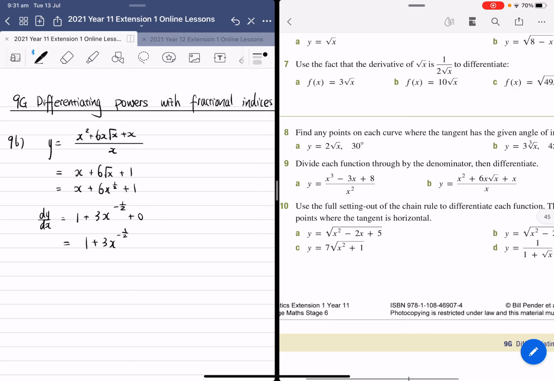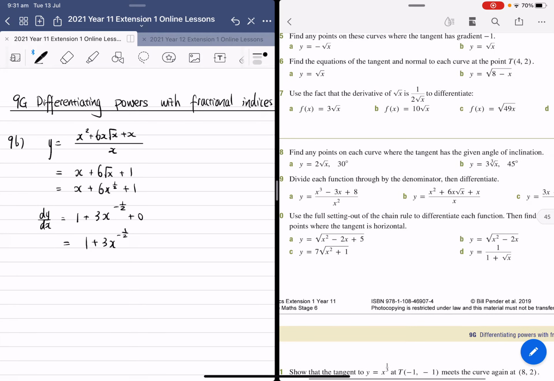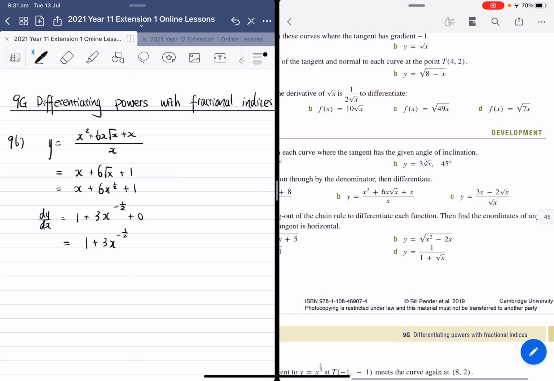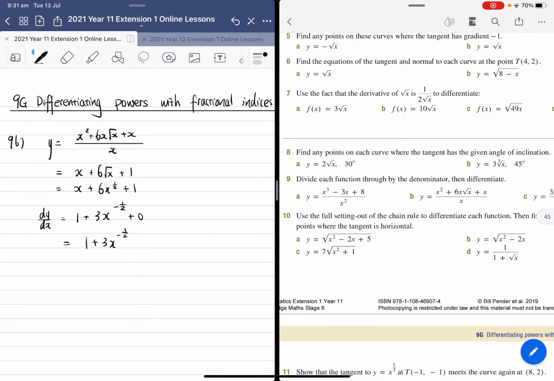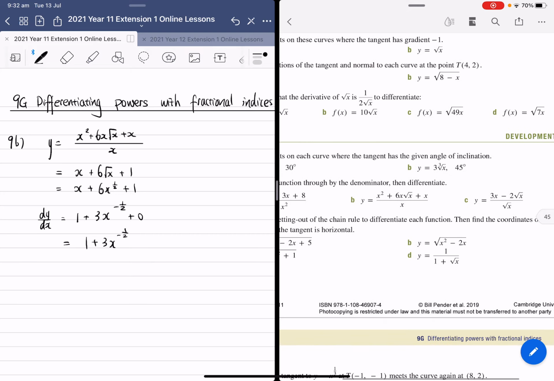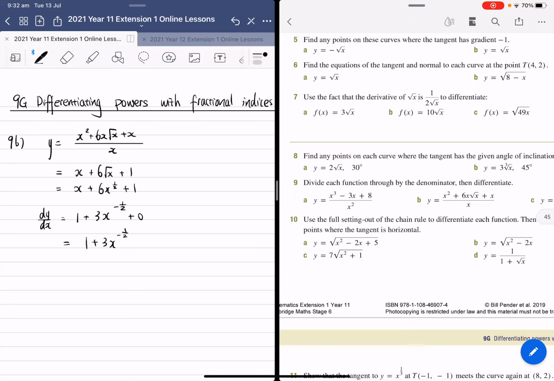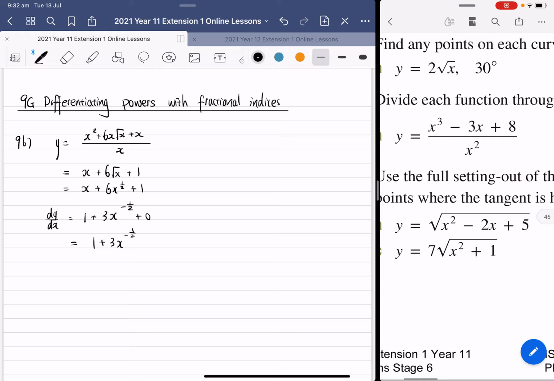Question 10 looks pretty interesting. Use the full setting out of the chain rule to differentiate each function. Then find the coordinates of any points where the tangent is horizontal. When I deal with chain rule questions, I never really use the full setting out where you have to write down dy over dx is equal to dy over du times du over dx. But here comes a question that asks us to use it. Unfortunately, let's just use it. The question says find the coordinates of any point where the tangent is horizontal. So that means the derivative is equal to 0. Let's just focus on question 10a, using the full setting out for the chain rule.